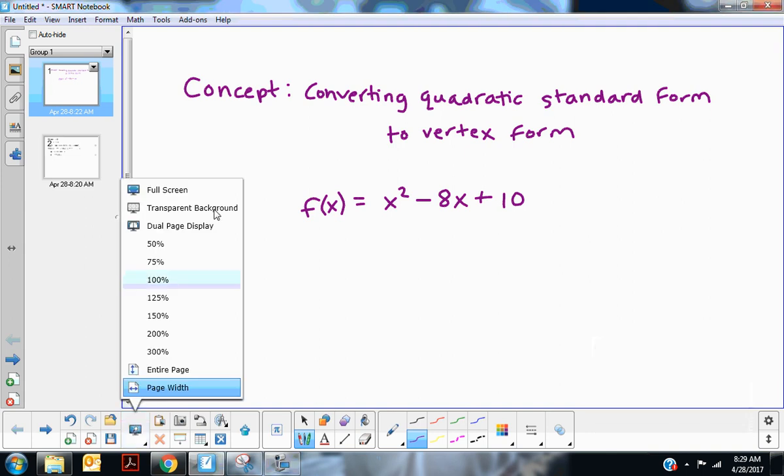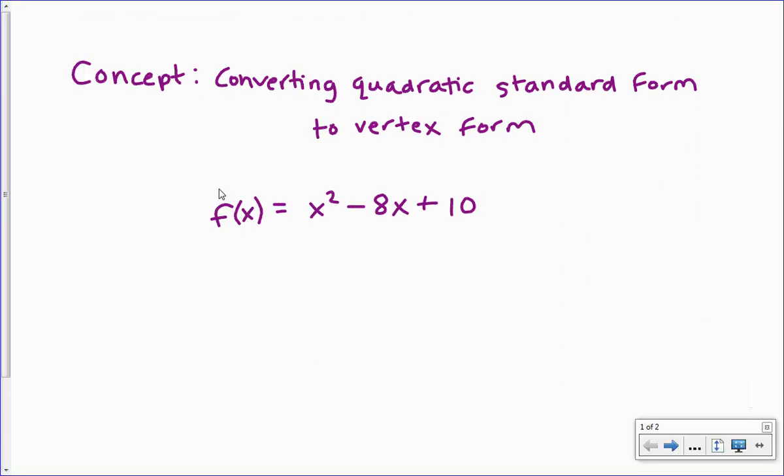Okay, in this video we're going to review the concept of converting quadratic standard form to vertex form. So this function here is quadratic. It has the x squared in it. It's given in standard form, ax squared plus bx plus c. And vertex form looks like this: f of x equals a(x minus h) quantity squared plus k. h and k are the vertex of the function.